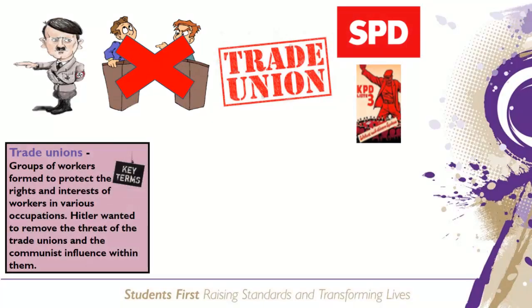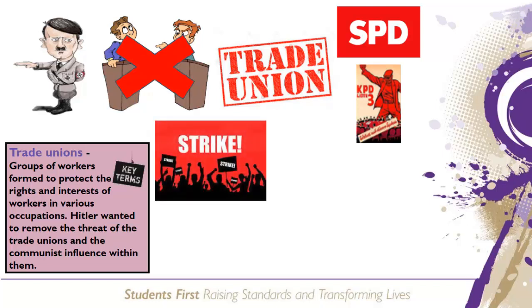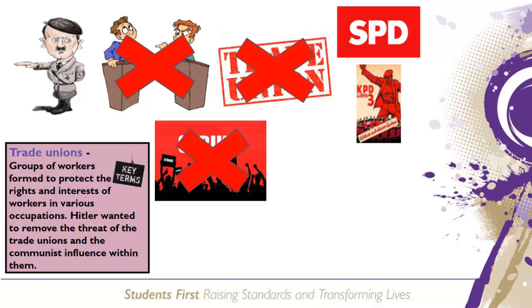Trade unions were potential sources of opposition to Hitler, as he believed that if the communists were able to control the trade unions, then they could be used to undermine the government by organising strikes. Therefore, in May 1933, Nazis broke into trade union offices all over Germany and arrested trade union officials. Hitler then used his new powers from the Enabling Act to ban trade unions and make strikes illegal.